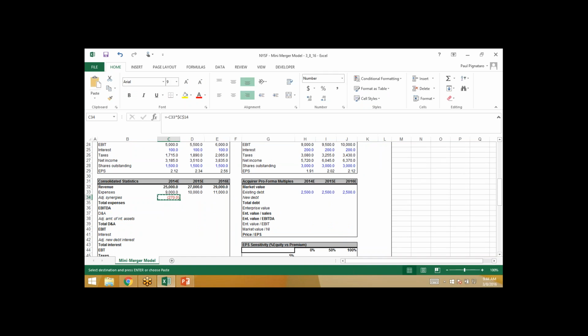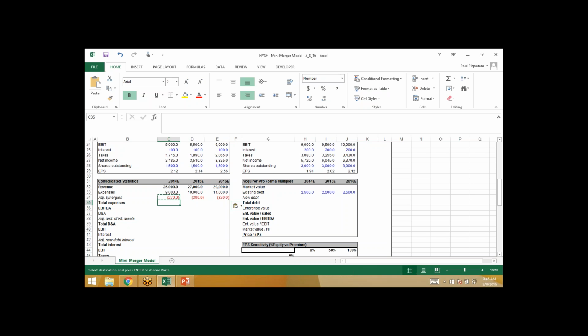And then I can copy this to the right to get synergies. Okay, the reason why I made it negative, you can make it positive, just so total expenses I know is the expenses reduced by the 270. It's the expenses times 3%. Expense synergies. Saving costs, saving expenses. Yep.